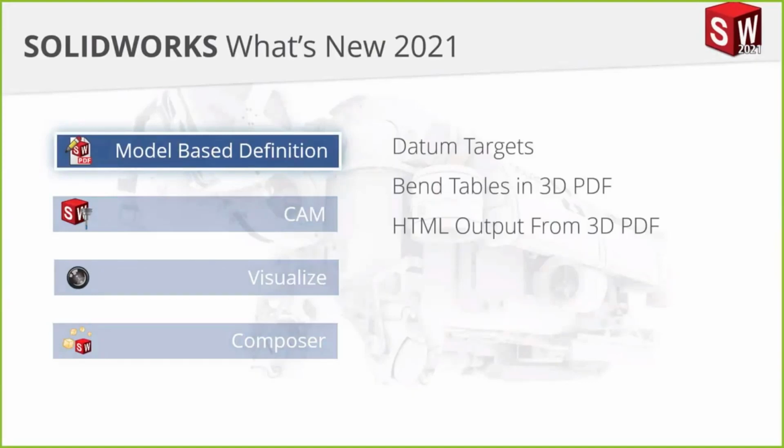So, new in SOLIDWORKS MBD, or Model-Based Definition 2021, is the support for datum targets in the MBD environment. And then tables can also now be inserted in your 3D PDF and be tabulated, the same way your bills of materials are handled. So let's have a look at how all this added functionality can help you communicate your designs better without the need of a traditional 2D drawing.